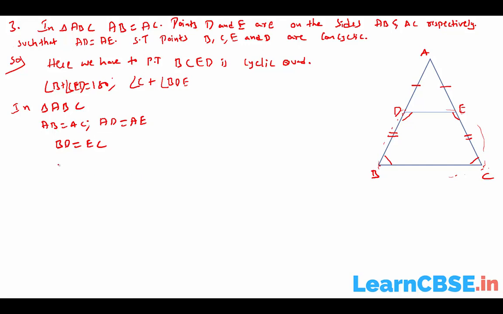BD equals AC. Now we write the ratio AD by DB. In the place of AD I can write AE, and in the place of DB I can write EC. So AD by DB equals AE by EC. Given that, we get DE parallel to BC by BPT.